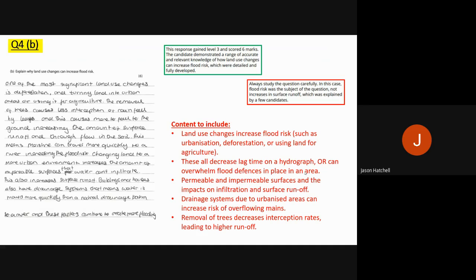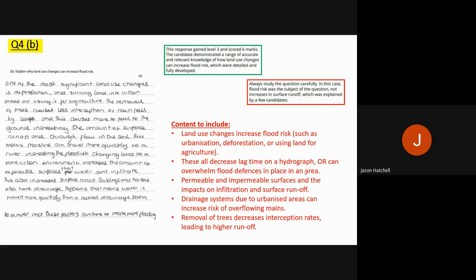Content to include, I would talk about land use changes increasing flood risk through urbanization, deforestation, or agriculture, whatever you prefer. You can say that they all decrease lag time on a hydrograph. So if you build an urban area, the hydrograph lag time will be shorter because it takes longer for the water to infiltrate through cement and concrete and so on.